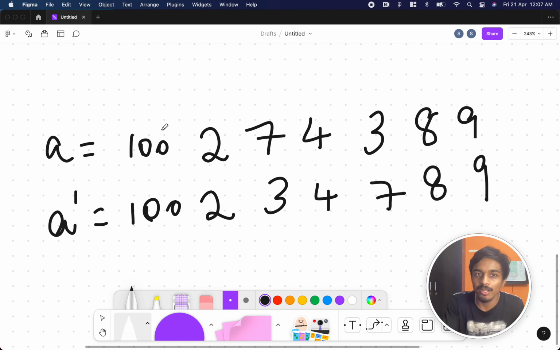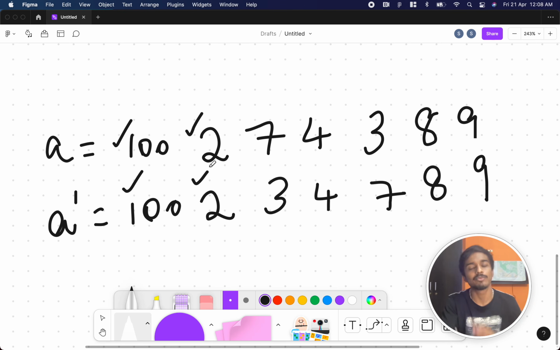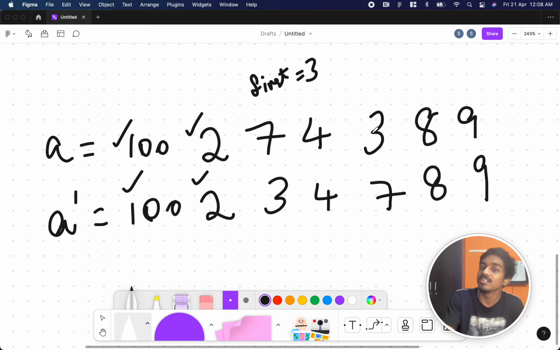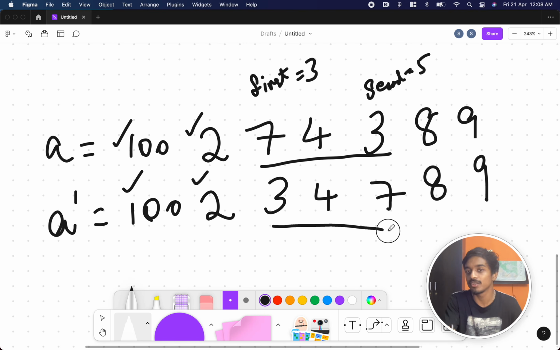So according to our logic, 100 and 100, A and A dash are the same, Monocarp did not apply any logic. 2 and 2 is the same, Monocarp did not apply any logic. 7 and 3, something is happening here. So I'll assign the first value as 3. I'm just starting like that, okay. Now come from the back, 9 and 9, nothing is there, 8 and 8, no, 3 and 7. Okay, something is happening here. So the second I assumed as 5. Monocarp could have sorted 7 4 3 to 3 4 7, but the answer is wrong here.